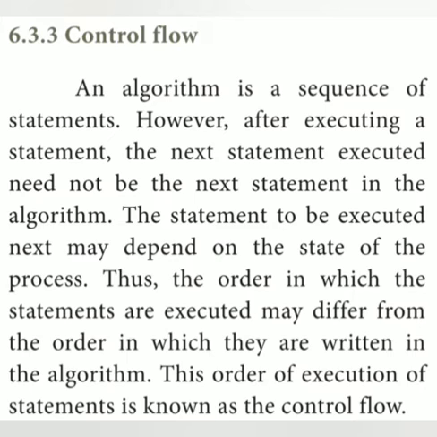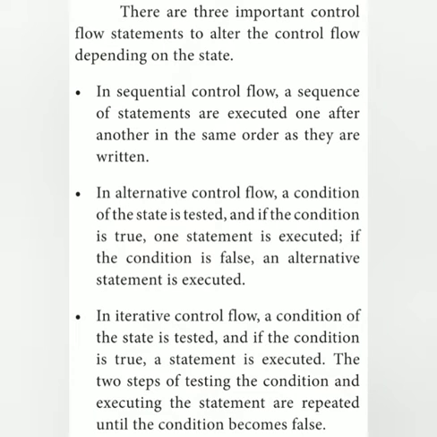The order in which the statements are executed may differ from the order in which they are written in the algorithm. This order of execution of statements is known as the control flow. There are three important control flow statements to alter the control flow depending on the state. The first one is sequential control flow. A sequence of statements is executed one after another in the same order as they are written. This is sequential; we execute one by one. That is the sequential control flow.